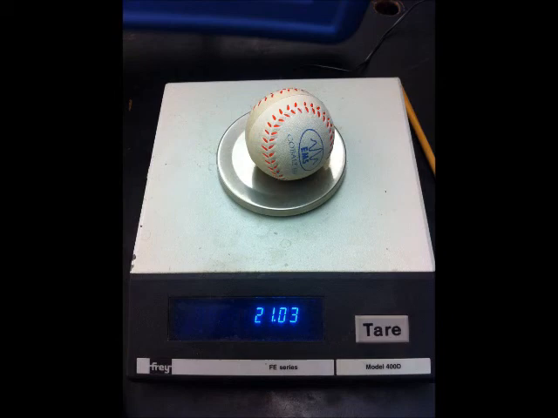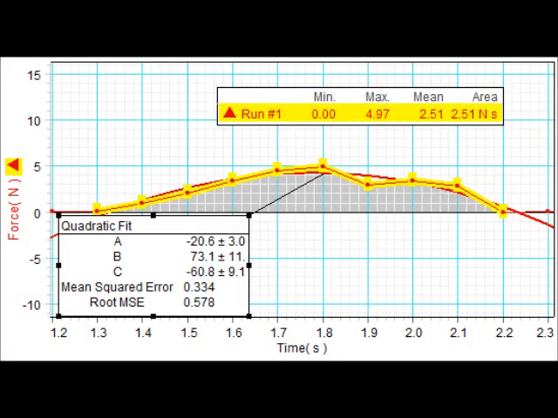For our problem, you're going to need the mass of the ball, which we give as 21.03 grams. You're also going to need the graph of force versus time to get the impulse, which you can find using the methods we just taught. The end.